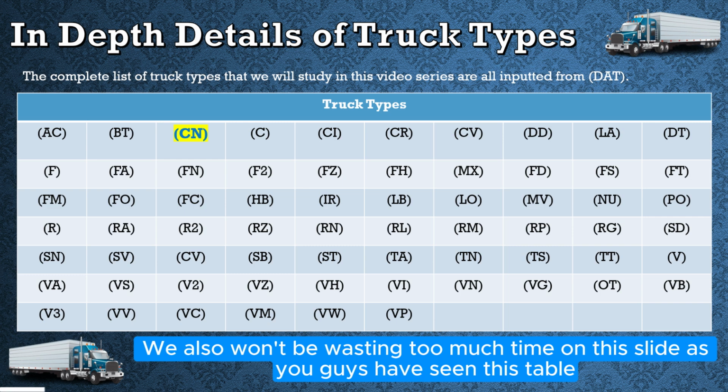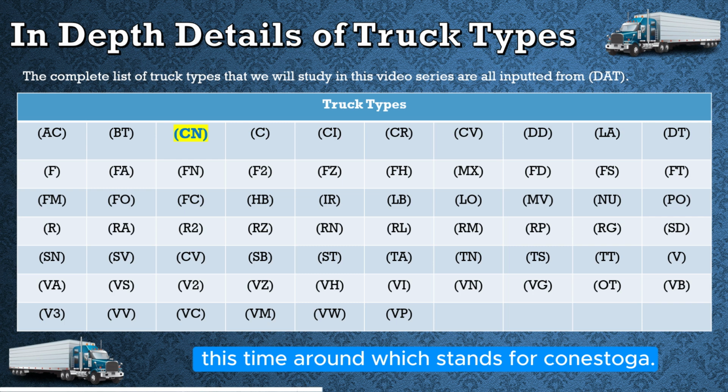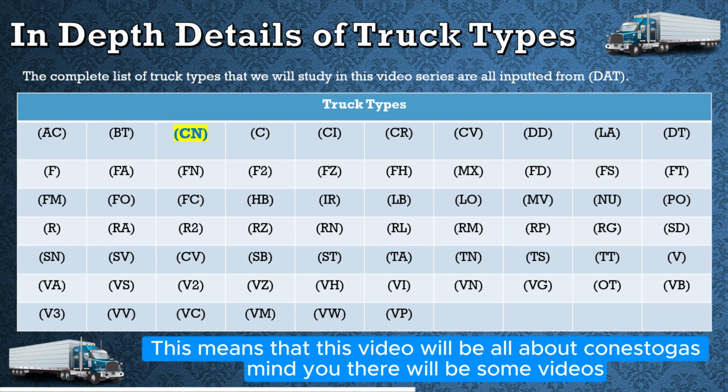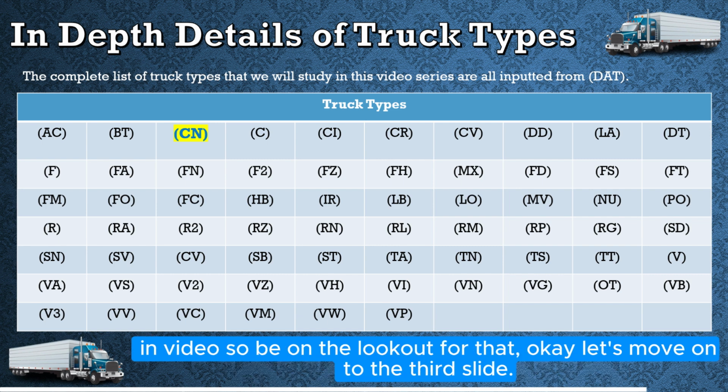We also won't be wasting too much time on this slide, as you guys have seen this table multiple times before in my previous videos. As you can see, the abbreviation CN is highlighted this time around, which stands for Conestoga. This means that this video will be all about Conestogas. Mind you, there will be some videos in the future that will have multiple truck types being explained in one complete presentation and video, so be on the lookout for that. Okay, let's move on to the third slide.